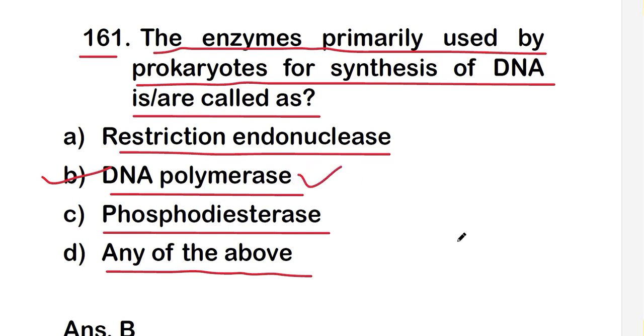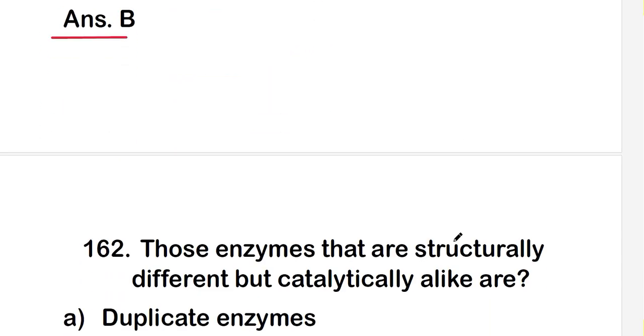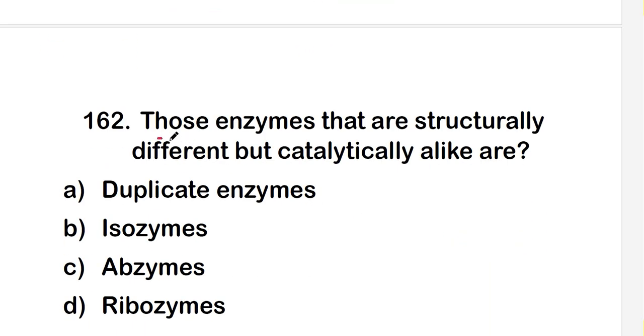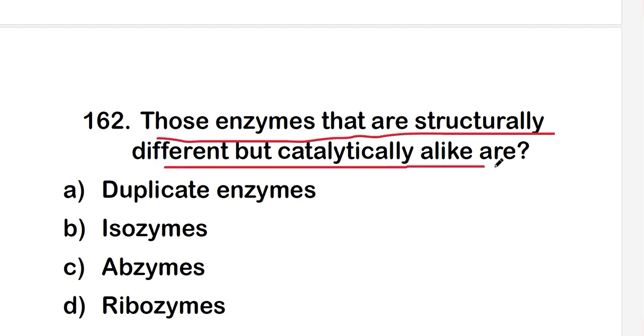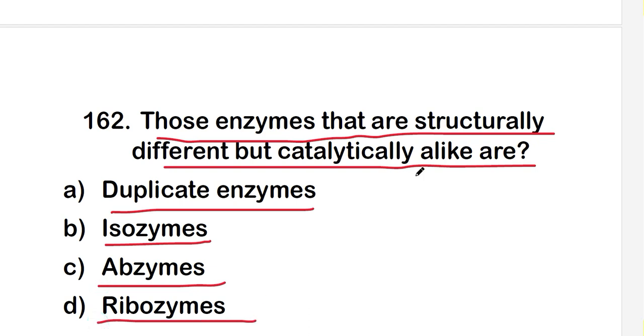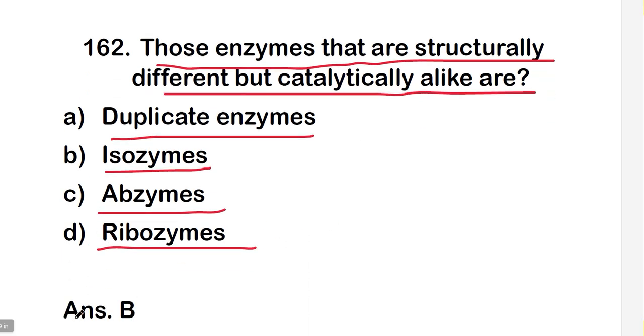Let's move on to the next one, that is 162. Those enzymes that are structurally different but catalytically alike are option A, duplicate enzymes, option B, isozymes, option C, abzymes, option D, ribozymes. The right answer is option B, that is isozymes. So those enzymes that are structurally different but catalytically alike are known as isozymes.